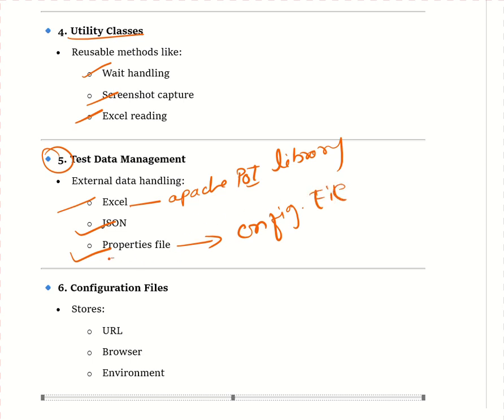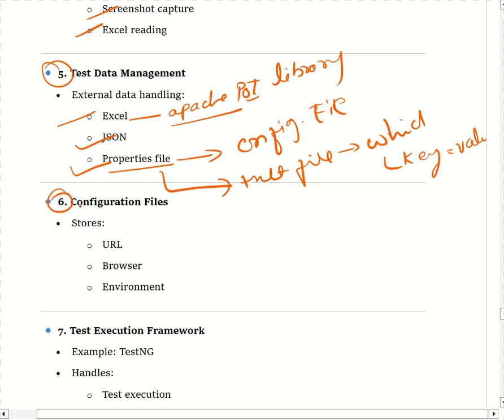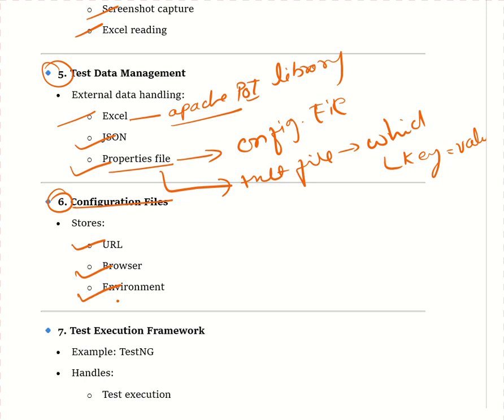So what is a property file? A property file is a text file which stores entries in key-value pairs. Excel means we use the Apache POI library, and to use Excel we have to add the dependency for the Apache POI library. Then for data we can also use JSON, and we can use property files, where we store values in key-value format. Then the sixth component is the configuration file, which stores the URL, browser, and environment.